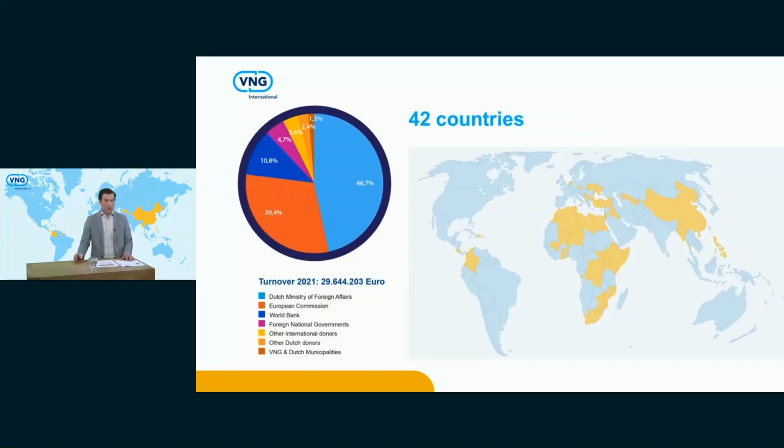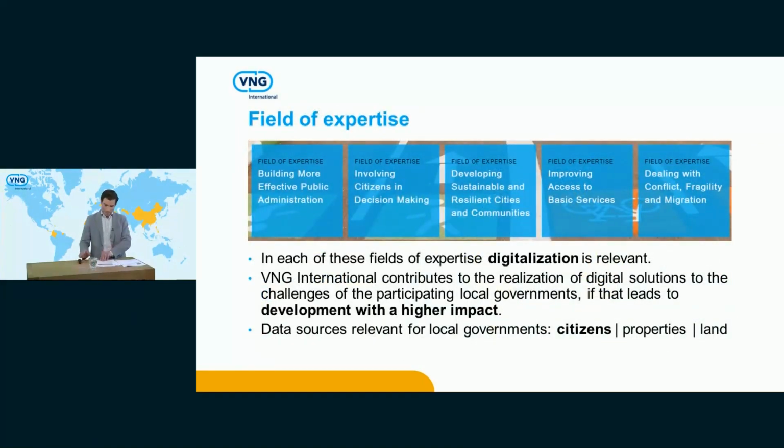We're active currently in 42 countries with a turnover of about 30 million euros. And we have several fields of expertise. And as you can imagine, in each of these fields, digitalization is relevant. It's about digital governance. It's about e-services, technology, use of apps. So when it comes to governance, we talk about responsible use of data. We talk about ethics, inequality, data-driven decision-making, transparency, and accountability. A lot of aspects that come within our projects and the data that we use in those projects.